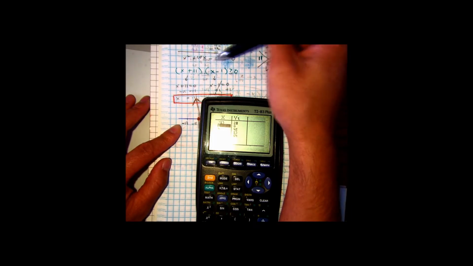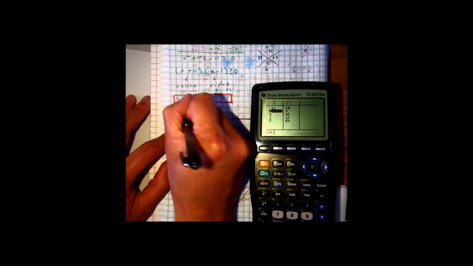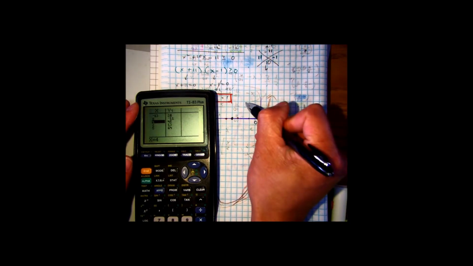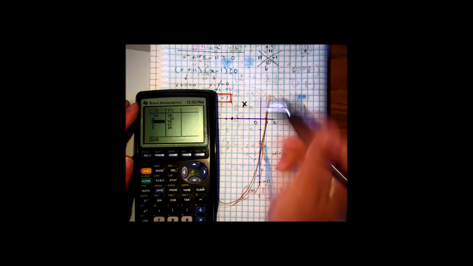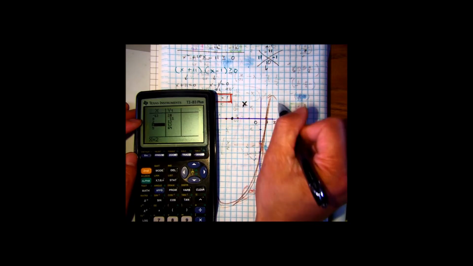Class, is 28 bigger than or equal to 0? True or false? It is bigger, so that is true. So I'm going to put a check mark here. True. Let's do 0. Press enter. You get a -11. Class, is -11 bigger than 0? False. And let's do 2. Press 2. Enter. 13. 13 bigger than 0? Yes.